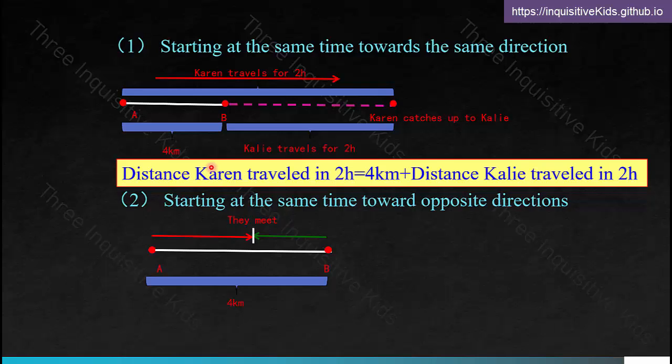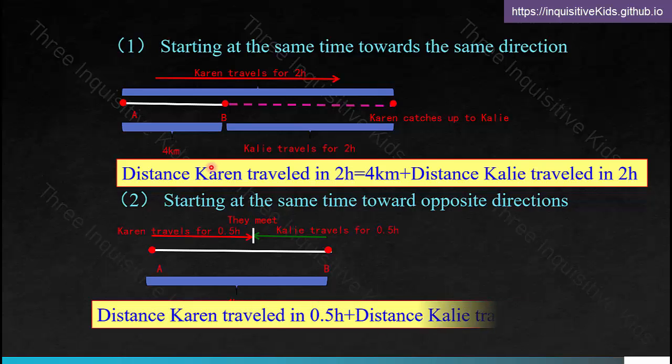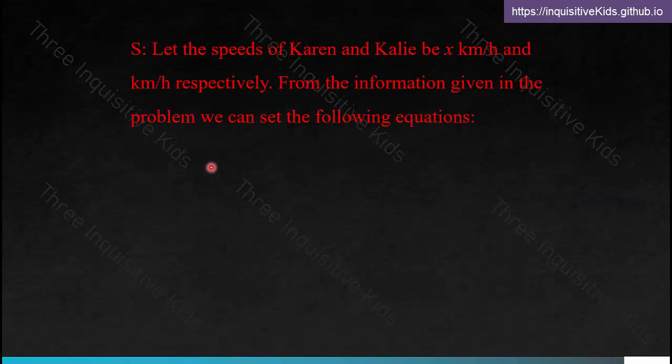What if they're starting towards each other? Well, they go towards each other, they meet, and they each travel for 0.5 hours or 30 minutes. So the distance Karen traveled in 0.5 hours plus the distance Kaylee traveled at the same time is equal to 4 kilometers. So now out of those two equivalent relationships, we can set the equations. Let the speeds of Karen and Kaylee be x kilometers per hour and, I'll set this as y, y kilometers per hour respectively.